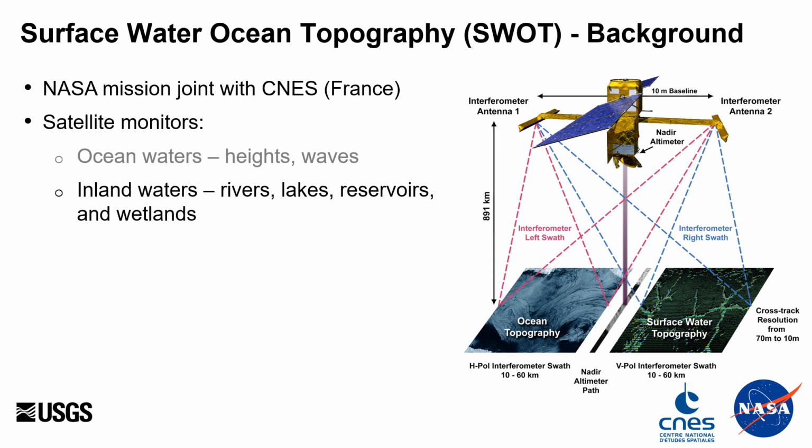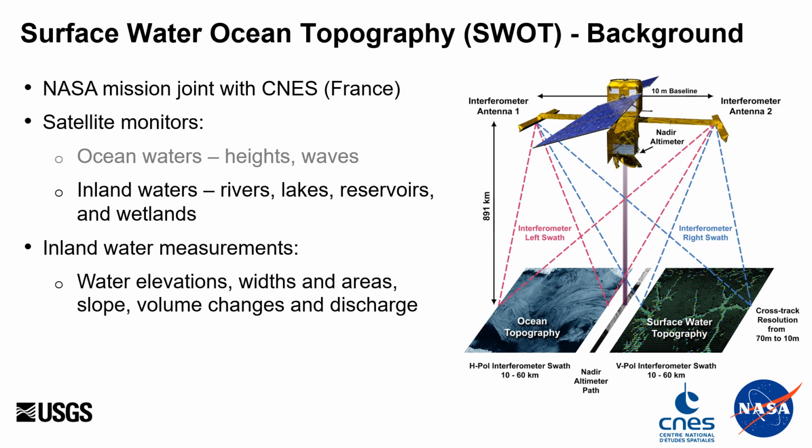The Surface Water Ocean Topography satellite, or SWOT, is a joint mission between NASA, the US Space Agency, and CNES, the French Space Agency. The satellite is designed to monitor both ocean waters, including ocean heights and waves, as well as inland waters, including rivers, lakes, reservoirs, and wetlands. Inland water measurements include water elevations, as well as widths and areas. These two sets of data allow us to then derive information on river slope, as well as volumetric changes, including river discharge and lake storage change.